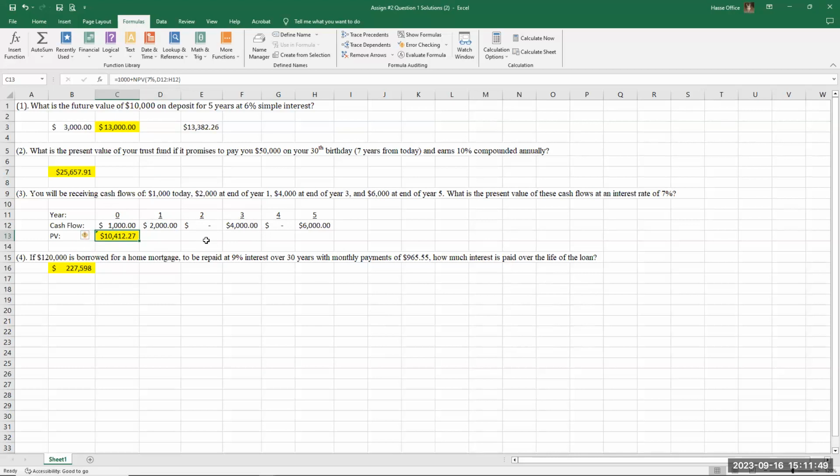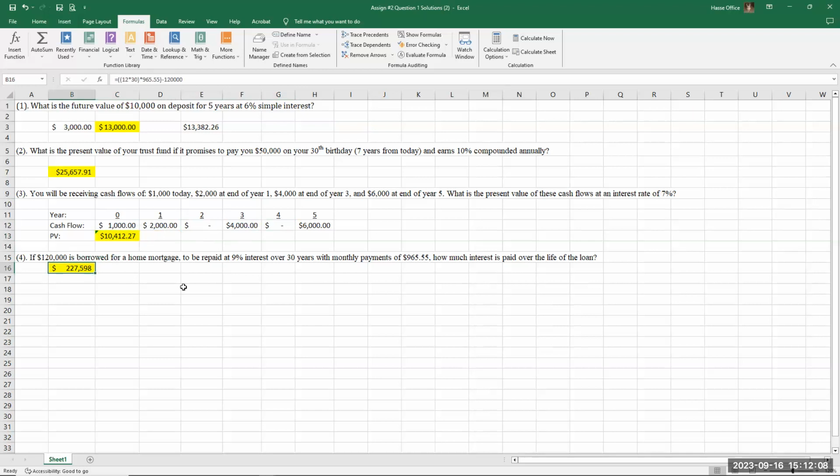get the correct answer of $10,412.27. The key there is knowing that you have to include zeros in the 2nd and 4th years with 0 to come up with your total number.